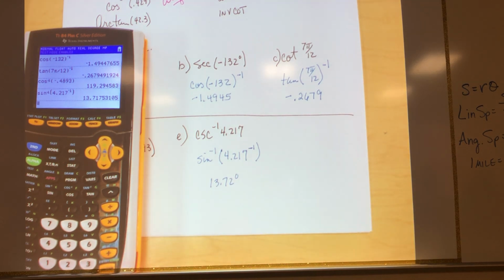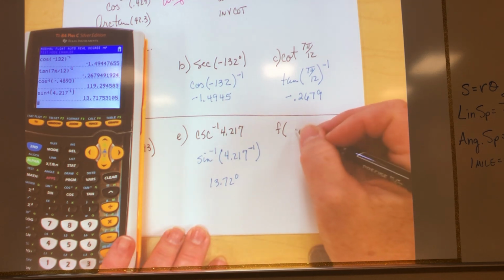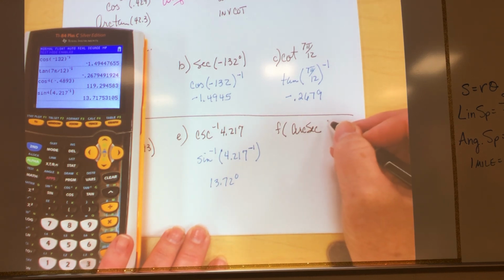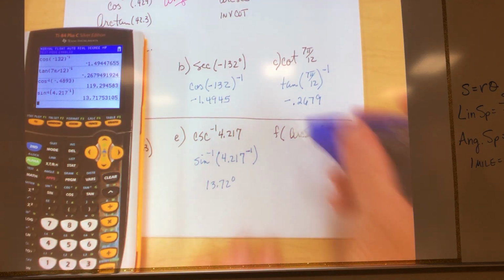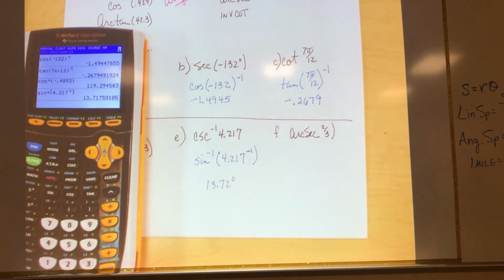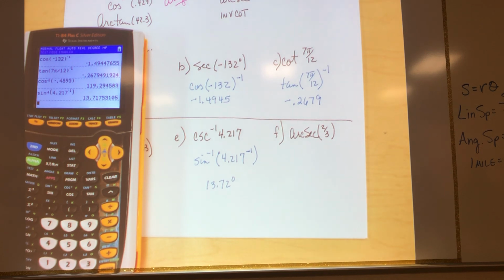Alright, so let's try one more. I want to do one like this. Arc secant of 2/3. I don't know why I keep doing that. I'm a crazy person. Oh, I turned my parentheses the wrong way. That's supposed to go with that little F. Alright, arc secant of 2/3.